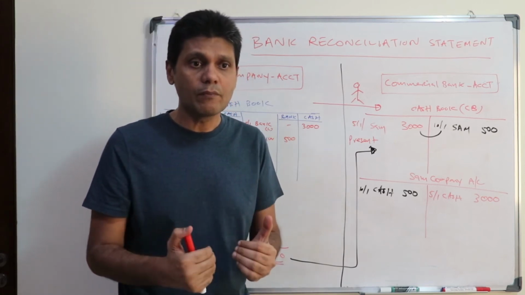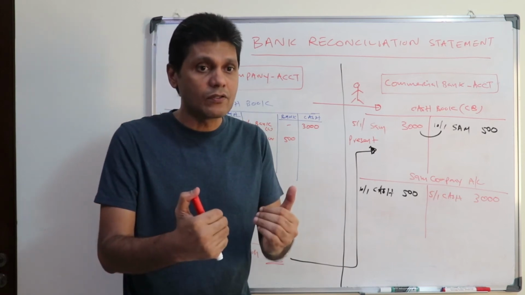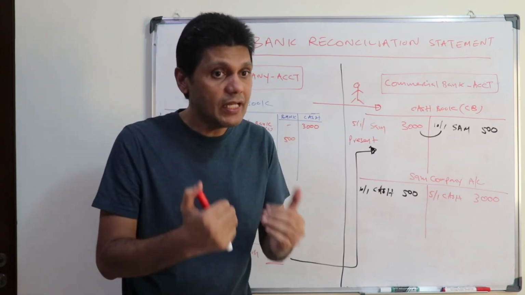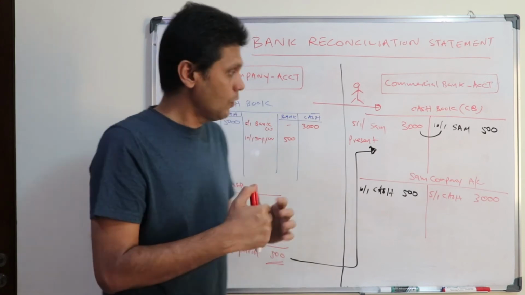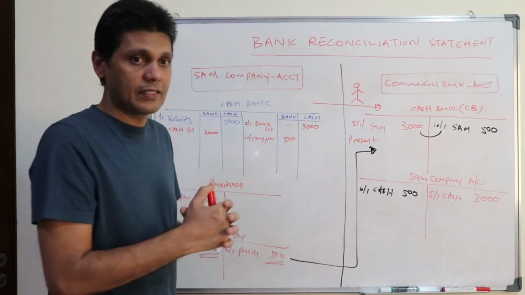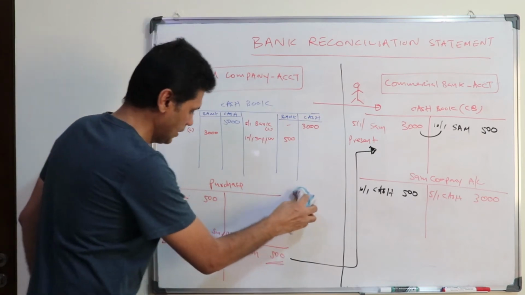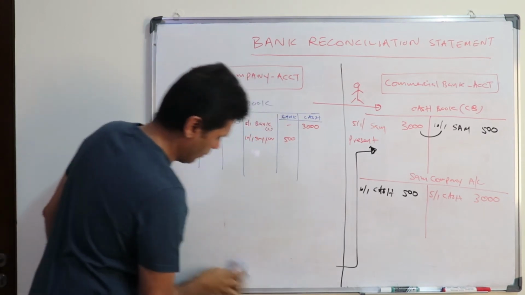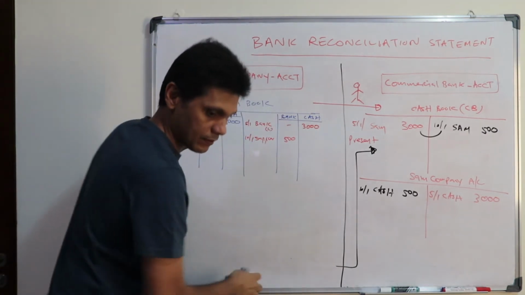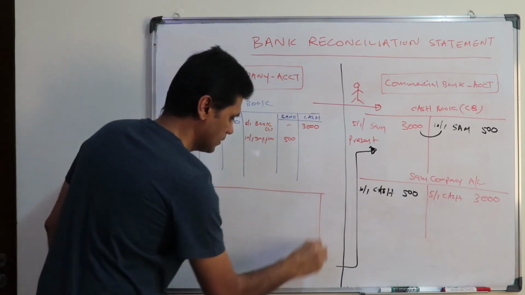At the end of the month, the company will receive a statement called a bank statement. You understand? So, how does the bank statement look? I'll show you that. Okay? So, I will erase this part. The bank statement will look like this. Okay? So, this is the bank statement.